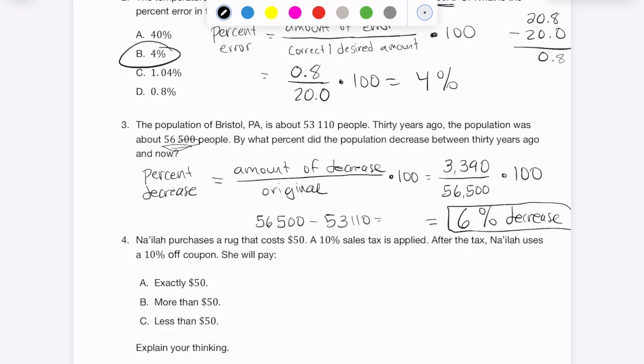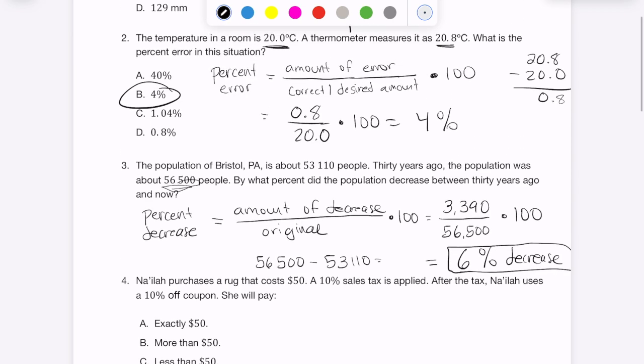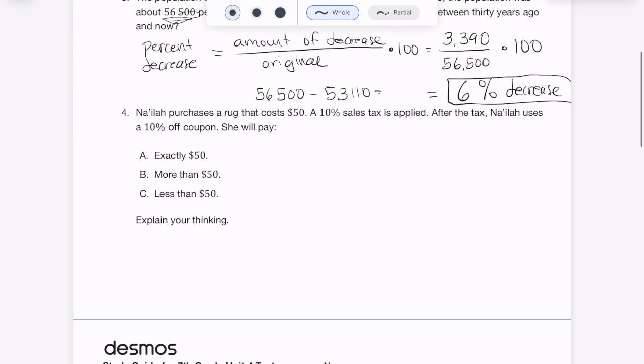Okay, so remember to find the amount of the error or the amount of the decrease, you're going to subtract the two values, and then we're going to divide by the original or the correct amount. Awesome. All right, now we have question 4. So if you haven't tried it already, go do that now.